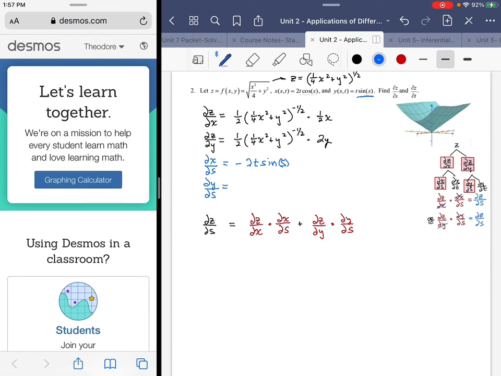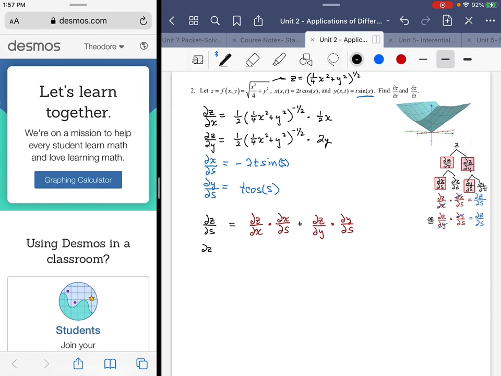And I need the derivative of this, t sine of s with respect to s. T is treated as a constant multiple, stays put, you bring along for a ride. Derivative of sine of s is cosine of s, so t cosine of s. All right. So then it's just a matter of putting it all together in the right order.